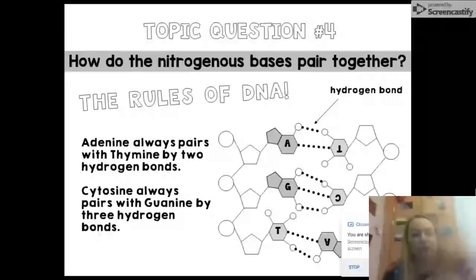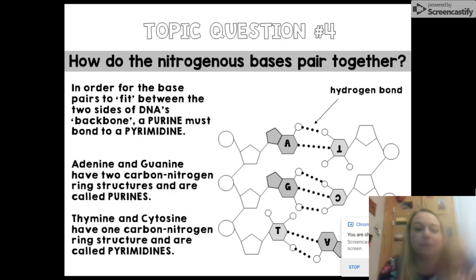So how do the nitrogenous bases pair together? Adenine always binds to thymine with 2 hydrogen bonds, and cytosine always pairs with guanine. And you're going to see that cytosine and guanine have 3 hydrogen bonds. And what is a hydrogen bond? It's simply a bond between 2 hydrogen atoms. And we learned about hydrogen earlier in the year when we talked about chemistry. So when 2 hydrogen atoms connect, that's just called a hydrogen bond.